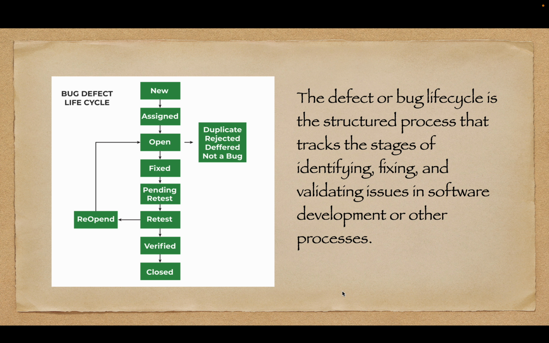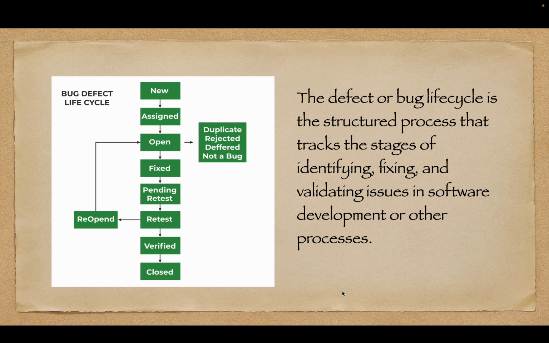So what is new? When any new defect is identified by the tester, it falls in the new state. It is the first state of the bug life cycle or defect life cycle. The tester provides a proper defect document to the development team so that the development team can refer to the defect document and fix the bug accordingly.